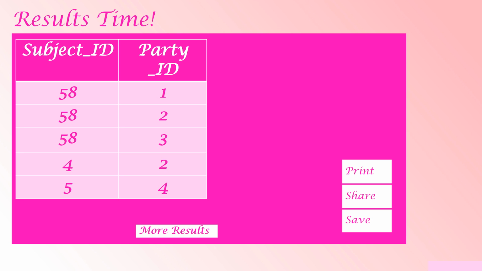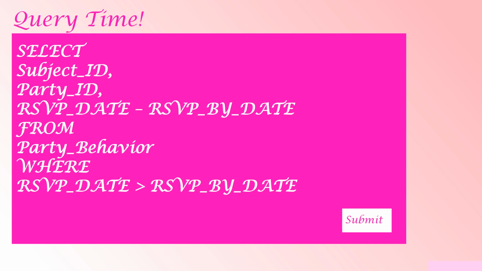Cinderella would notice that subject ID 58 was on the list several times and might be a little irked. But before she did anything rash, she thought it would be helpful to see how many days late subject 58 was in all of his or her RSVPs. If the RSVPs were only a day late, it wouldn't be a huge deal. Cinderella asked if you could add a column in the report that would show her the difference between the RSVP requested date and the RSVP date. The query would look something like this.